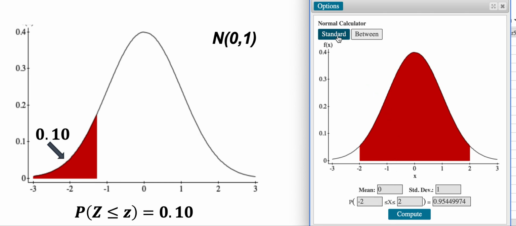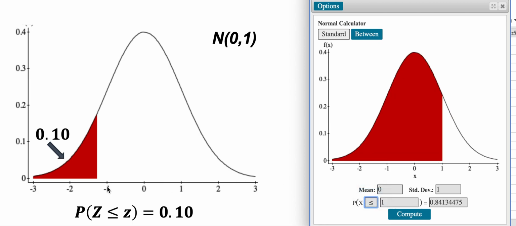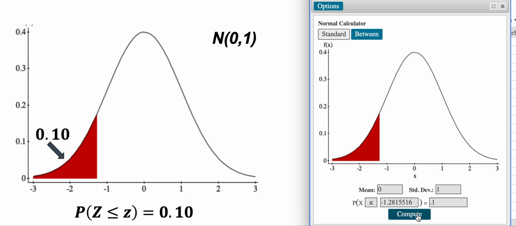So over here I would press the Standard tab, and I want to do less than or equal to, and I know the probability on the right hand side is supposed to be 0.1. So I'm going to change the probability on the right hand side to be 0.1 and then press compute. And so what I find is at z equal to -1.28, I would actually have a probability of 0.1 of being less than or equal to that.